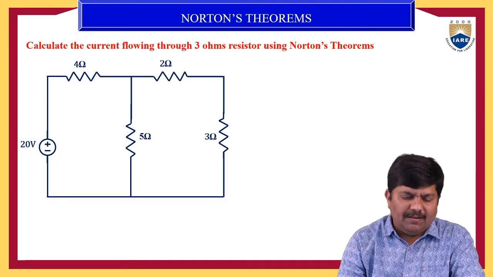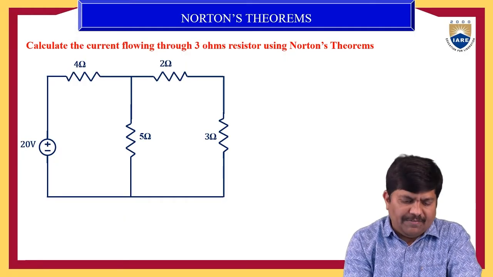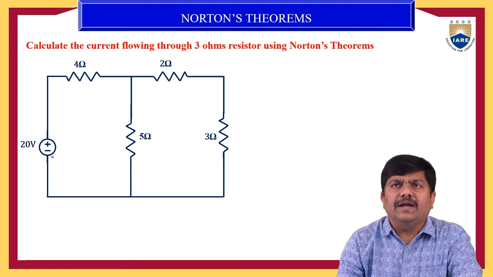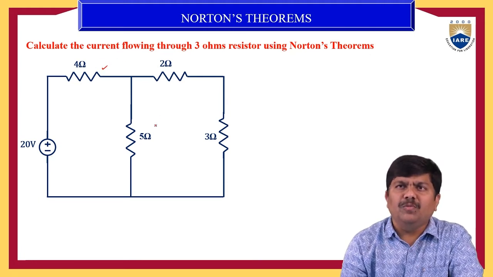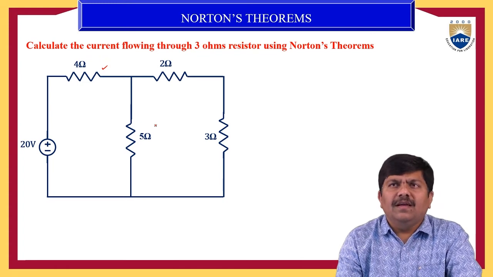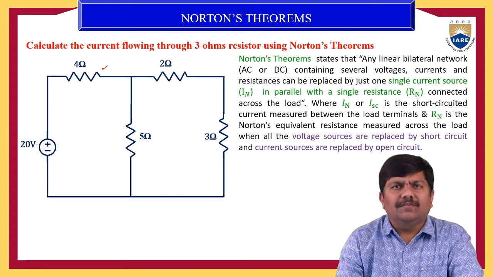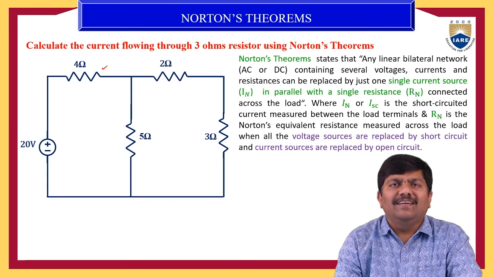So let me take one simple example, having one voltage source of 20 volts and 4 resistors. One is a 4 ohm resistor, and the others are 2 ohm, 5 ohm and 3 ohm resistors. Let me collect what we have studied in our previous video sessions.